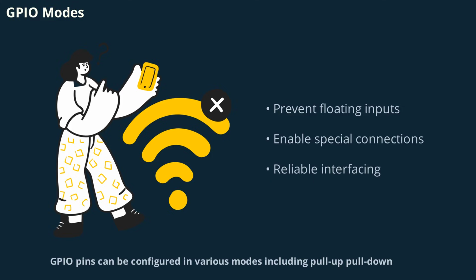GPIO pins can be configured in various modes, including pull-up, pull-down, and open drain. Each mode serves a specific purpose, such as preventing floating inputs or enabling wired-AND connections. Understanding when and how to use each mode is key to reliable hardware interfacing.